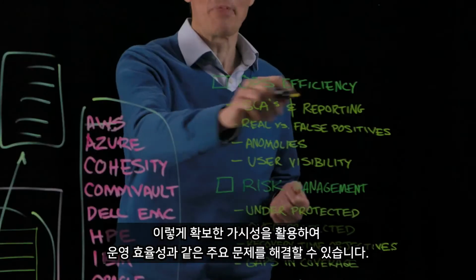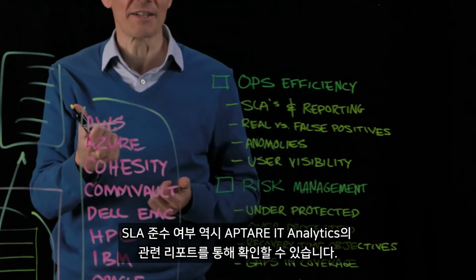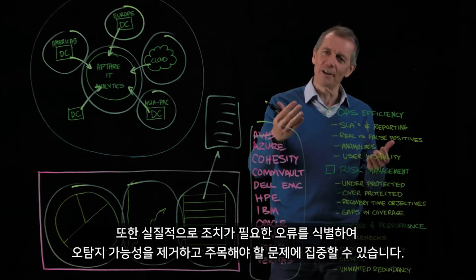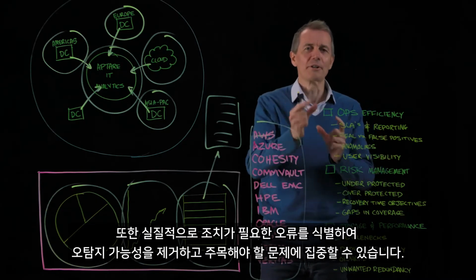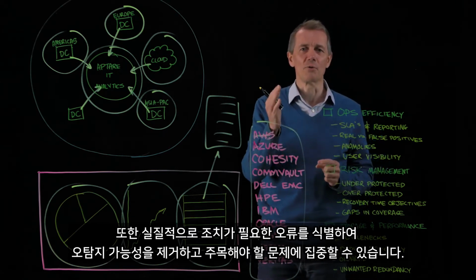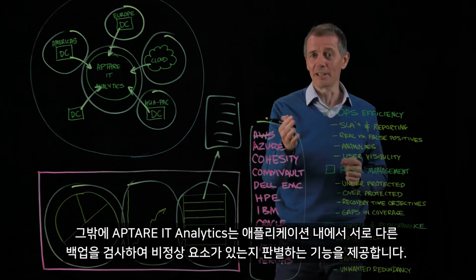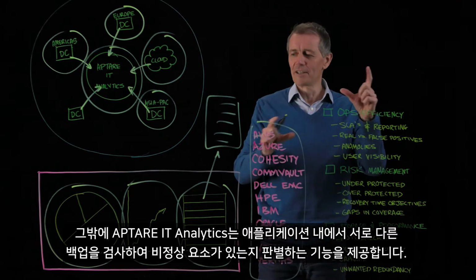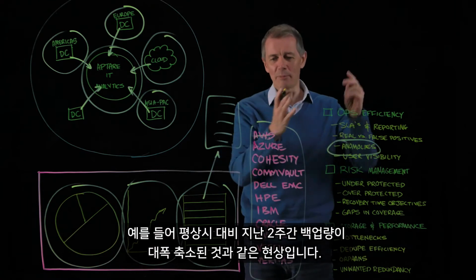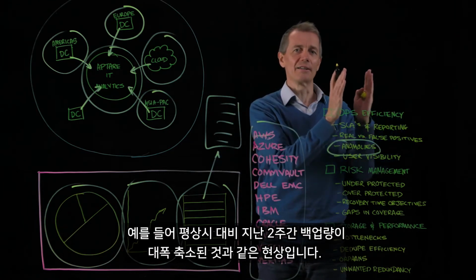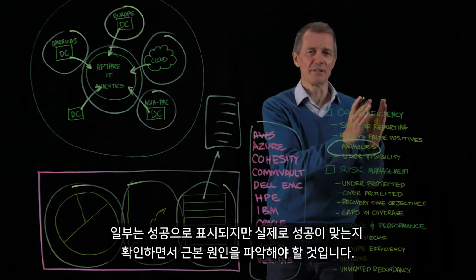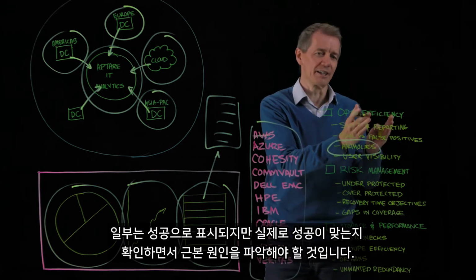So one of the main areas is operational efficiency. Are you meeting your SLAs? We have reports that will easily highlight that. Are you identifying the failures that really require remediation and getting rid of the false positives, only focusing on what requires attention? And we have the ability within the application to inspect different backups to look for anomalies. Perhaps we were backing up this much data historically, and the last 2 weeks we've only been backing up this much data. What was the root cause of that? Somebody probably needs to look into that. It's showing as a success, but is it really a success?